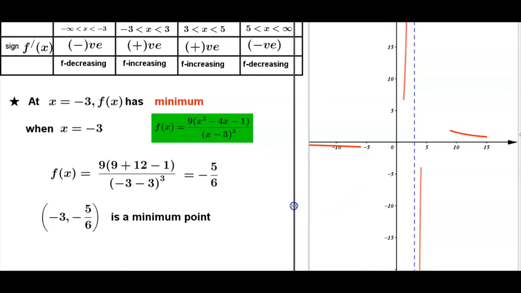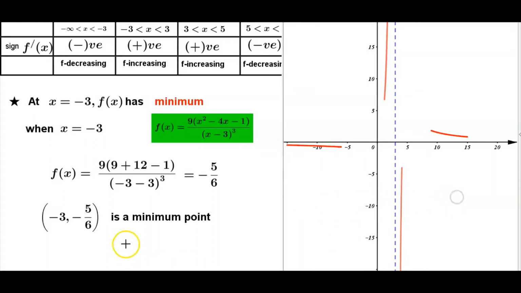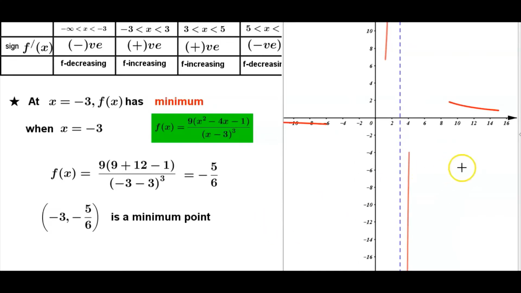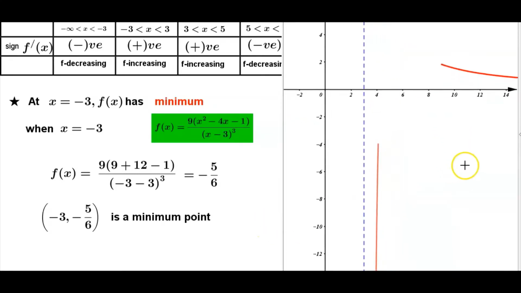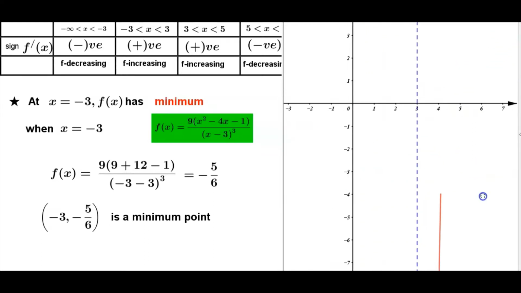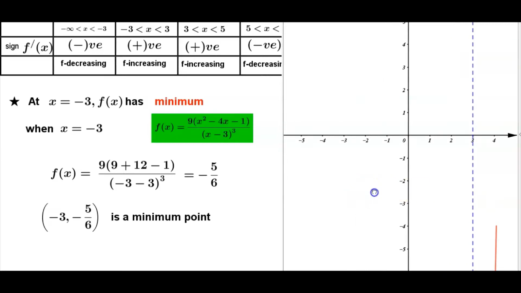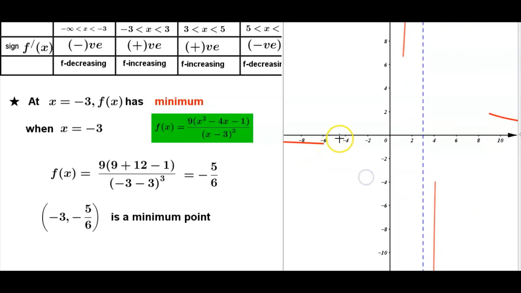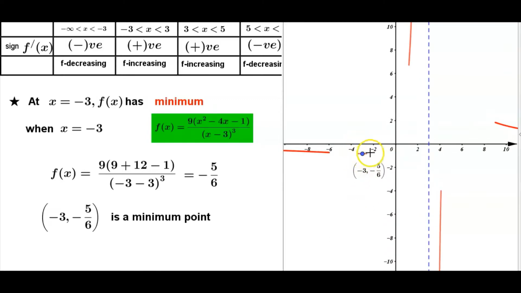Now, we can mention in the diagram the minimum point. Minus 3, minus 5 over 6. Might be here. So this is the minimum point. And here we can make a mark like this for the minimum point.